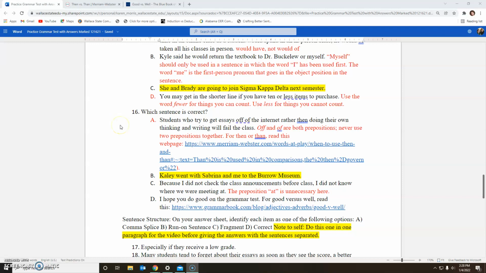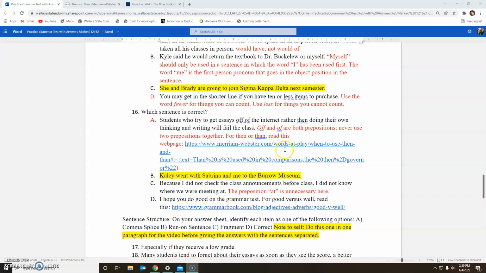So let's look at why the other three are not correct. We have "off of," we have that problem again. We have reviewed that already. And then we have "then," which is underlined, so you already kind of got some help with that. "Than" is what really goes there.